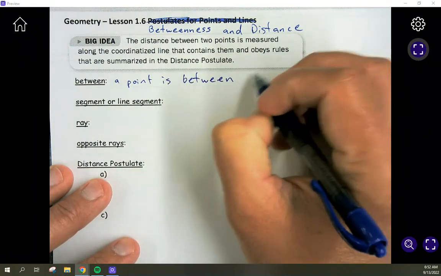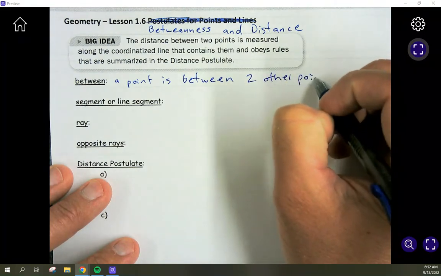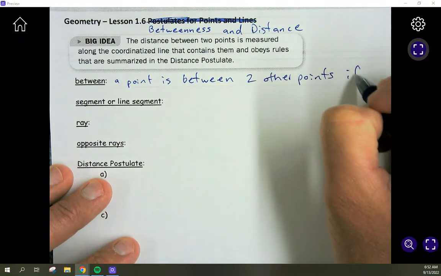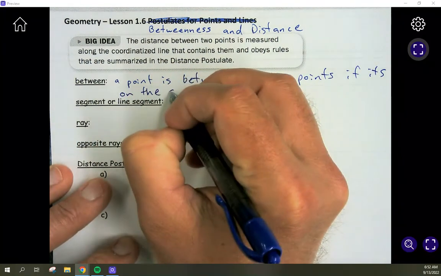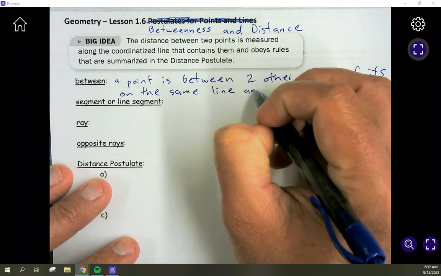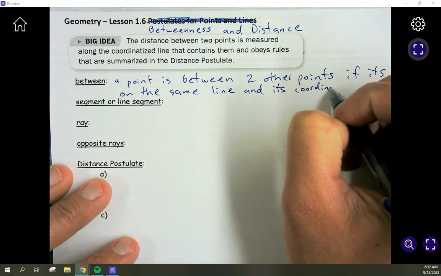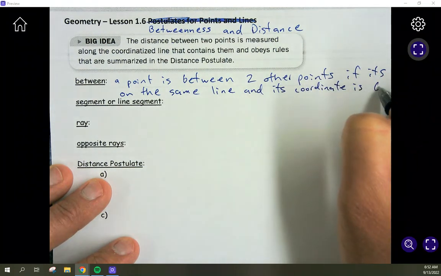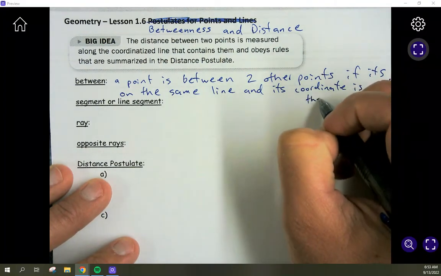So a point is between two other points if it's on the same line and its coordinate is between their coordinates.